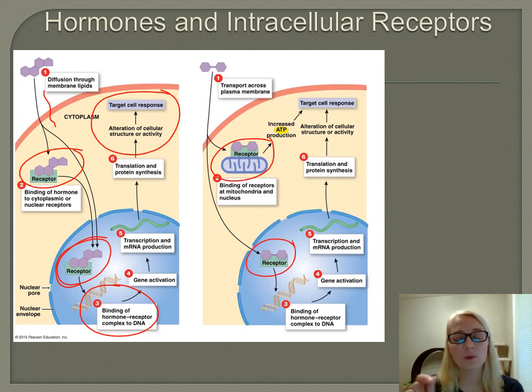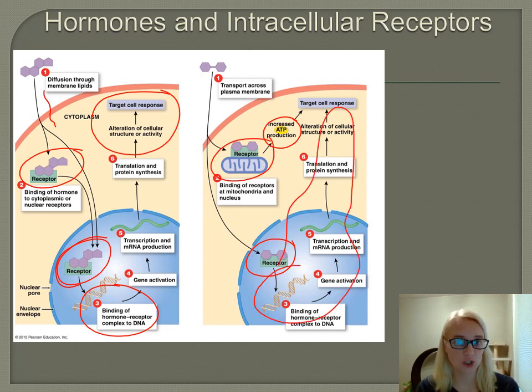When the thyroid hormone binds to the receptor on the mitochondria, it increases the activity of the mitochondria, producing a whole bunch of ATP. So that's your knowledge of what mitochondria do from cell bio. For the thyroid hormone going into the nucleus, it will bind to the receptor. Again, it will do this whole gene expression pathway to produce the cell's response. So we have intracellular receptors for lipid-soluble hormones as well as the thyroid hormone.